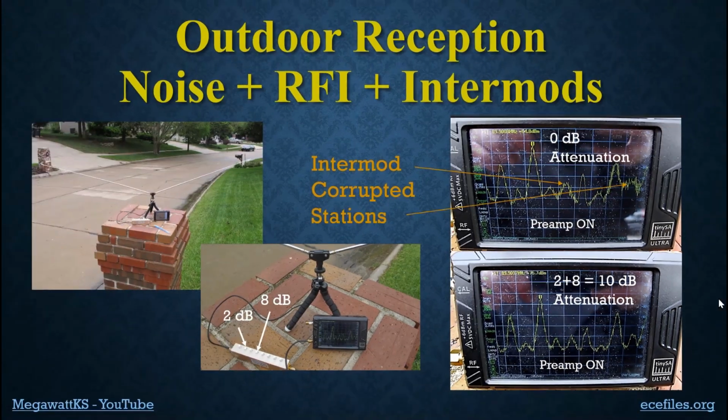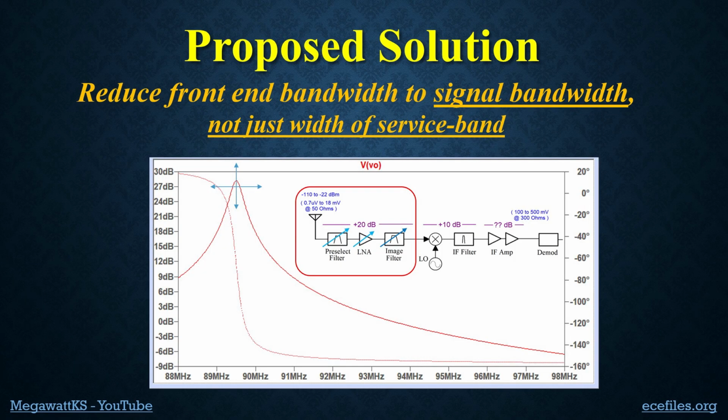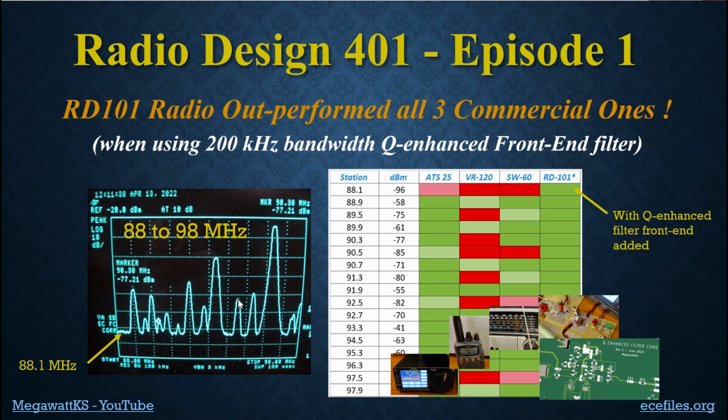So attenuation is good because it gets rid of the intermods, but then it brings the signals down very close to the noise floor, and even with a good noise figure, we still probably are not going to be able to get them. And that's why in episode 1 of Radio Design 401, we were focusing on this filter design to be able to select out one signal and increase its amplitude there, but not have the strong signals produce intermods that could mess us up. So that's what we're trying to do.